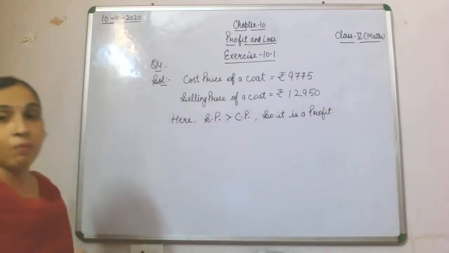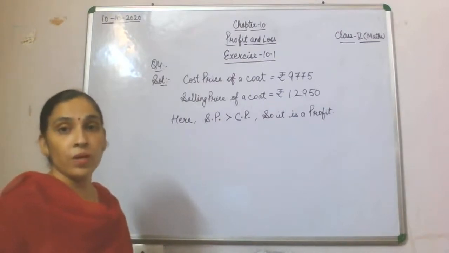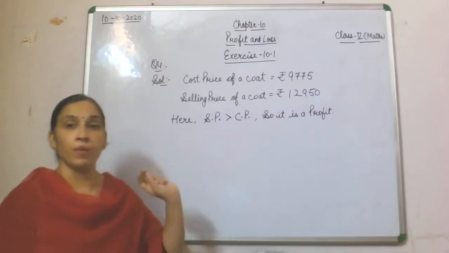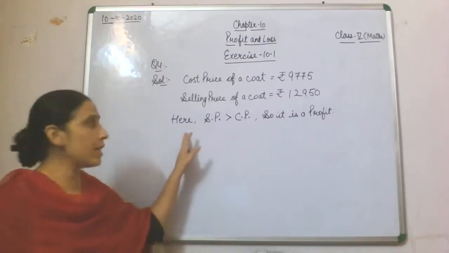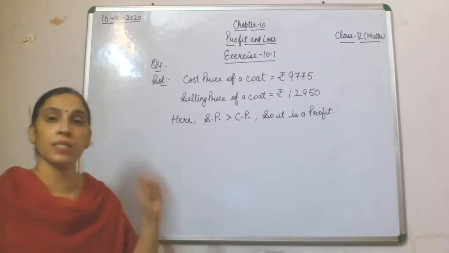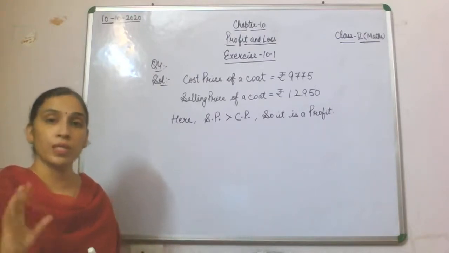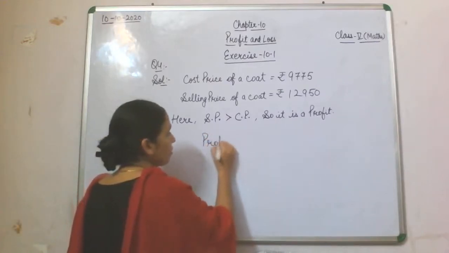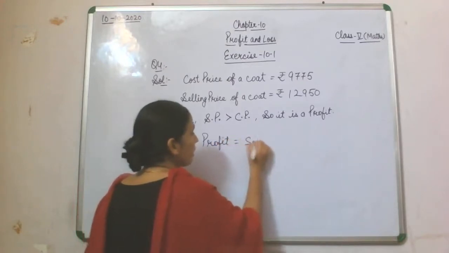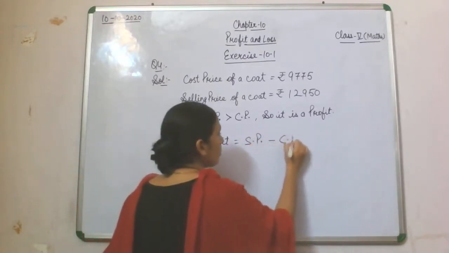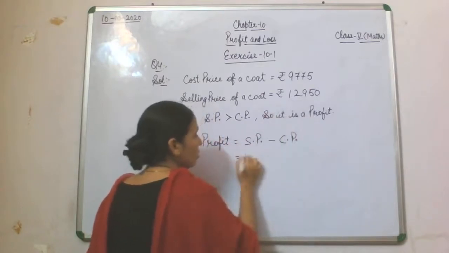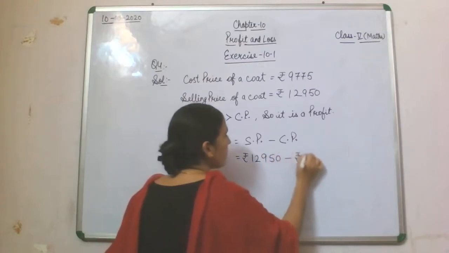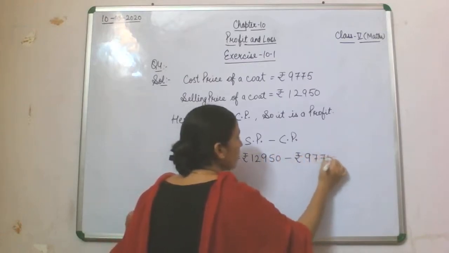Fine. This is a very important step. Whenever you have to find out whether you are getting profit or loss, this statement you will write. If you are making a profit, then you will write that SP is greater than CP, that selling price is more than cost price, so it is a profit. So now we will write the formula of profit. That is selling price minus cost price, because selling price is more. So rupees 12,950, from this we will subtract rupees 9,775.